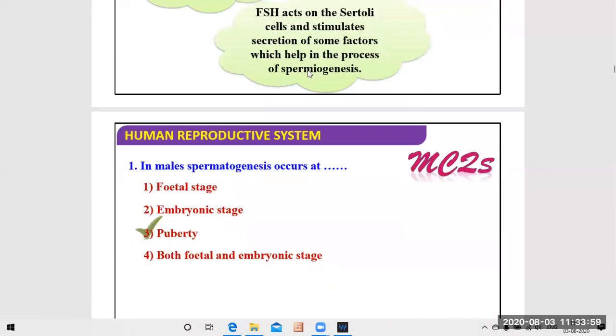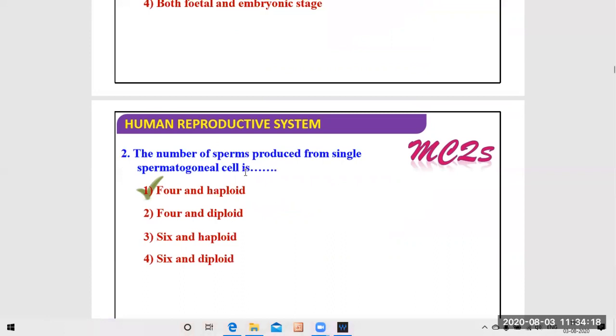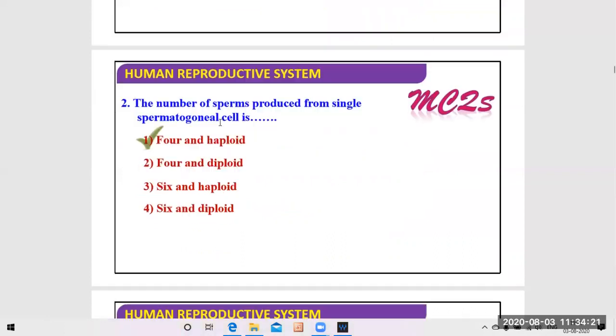In the human reproductive system, male spermatogenesis occurs at puberty. When puberty is reached, the process of spermatogenesis is shown by the male. Then next is the number of sperms produced from a single spermatogonial cell. The number of sperms produced is 4, and they are haploid, not diploid.